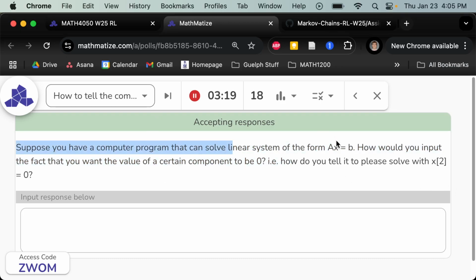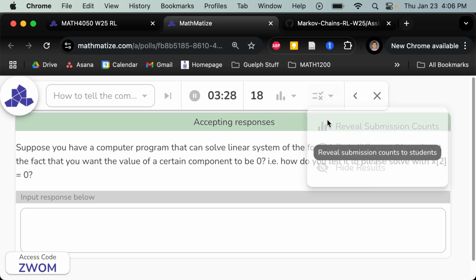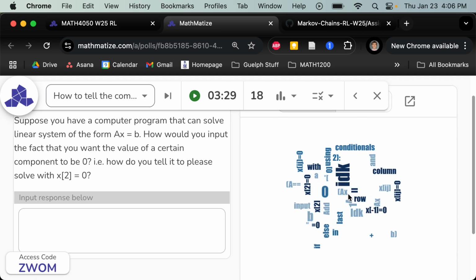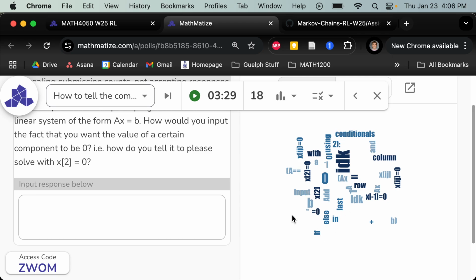And so you have Ax equals b. That's the kind of thing we have. How do we make sure to solve it with one constraint? Okay, and what do people say? Here are some ideas.